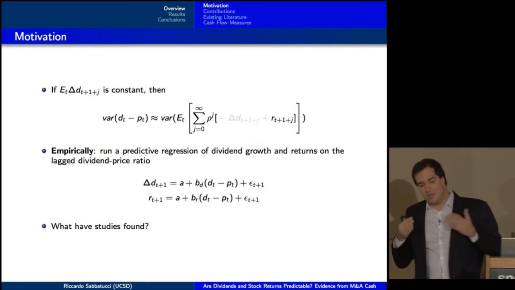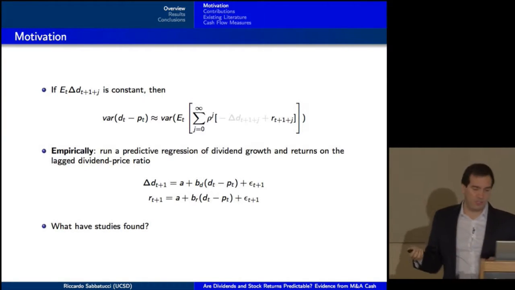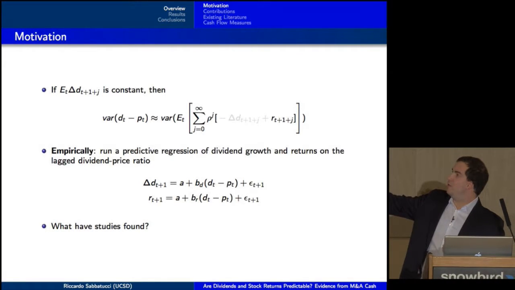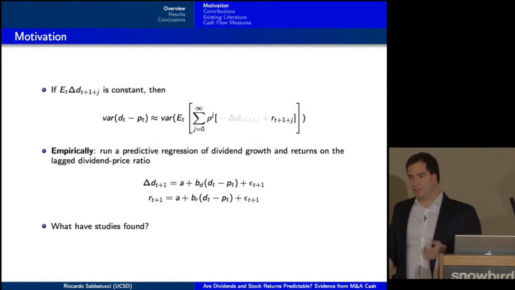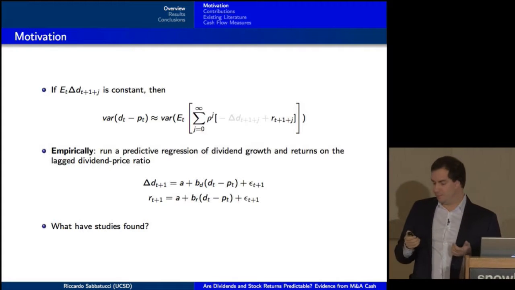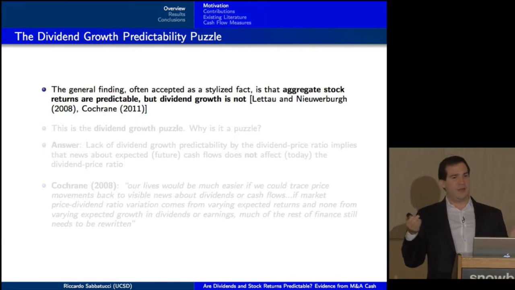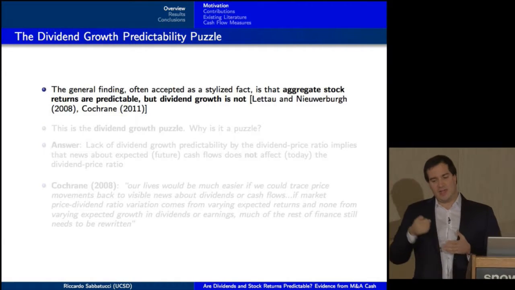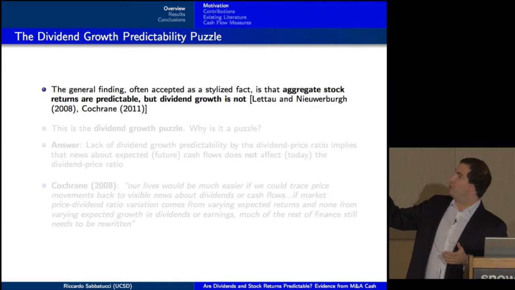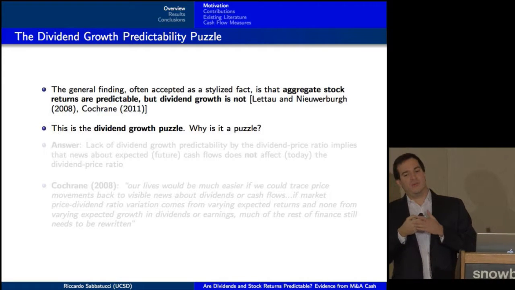So empirically, in order to determine the source of variation of the dividend price ratio, what we do is run predictive regressions of dividend growth and excess return on the left-hand side on the lagged dividend price ratio. What have studies that run this predictive regression found? The general finding, which is often accepted as a stylized fact, is that aggregate stock returns are predictable to some extent, but dividend growth is not. And this is what I call the dividend growth predictability puzzle.